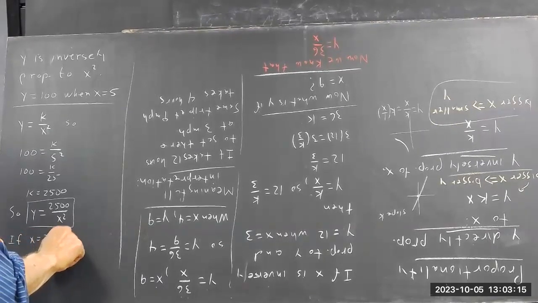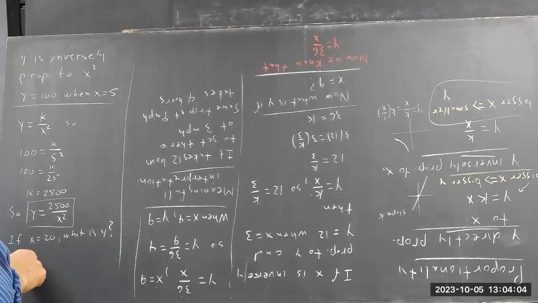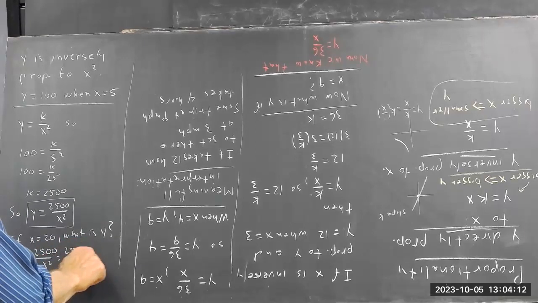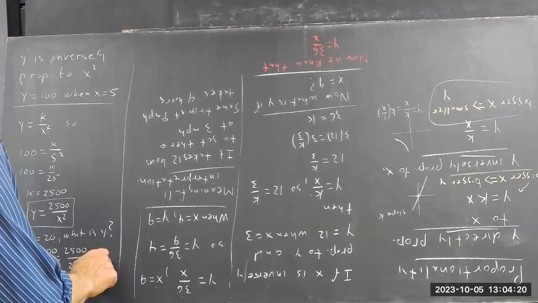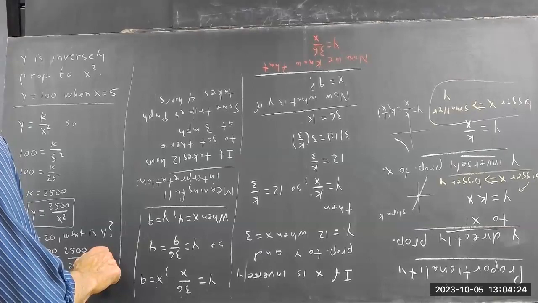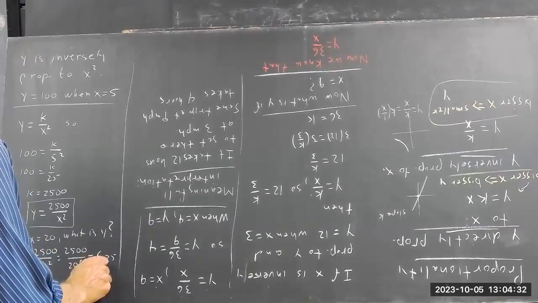Now, if x equals 20, what's y? Okay, well, 20 squared is 400. 400 goes into 2,500 6.25 times. There it is.